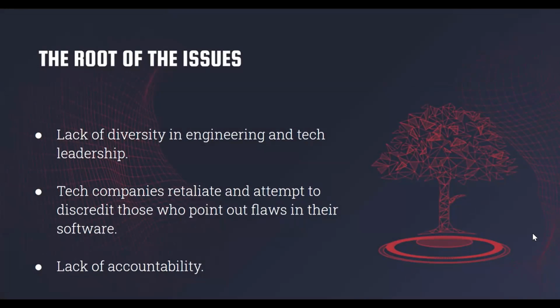Second, tech companies are unwilling to address issues within their own systems and instead opt to try to discredit or retaliate against those who point out the flaws in their software. When Ms. Buolamwini first published her research along with Dr. Gebru in regards to the alarming bias found in facial recognition, Amazon immediately attempted to discredit their work.